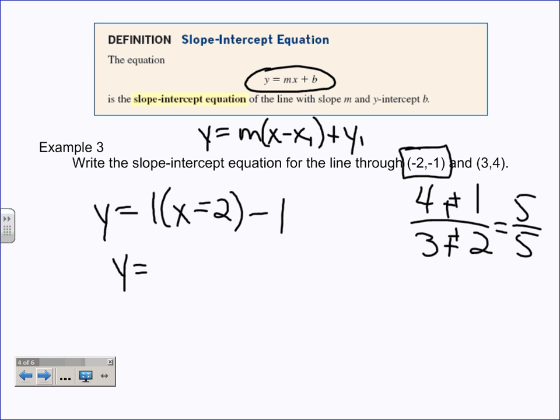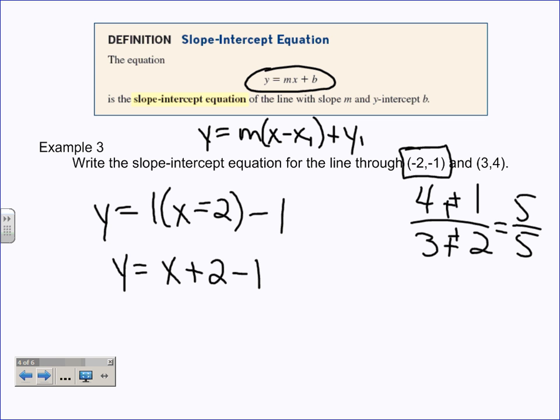Well, what can I do with that 1 now if I really felt like it? Okay, should we do that or should we just leave it? Why? Because they want it to look like that. Y equals mx plus b. Does that have parentheses in it? No, we better keep going. So we distribute, and okay, so it's x plus 2 minus 1. So is that slope-intercept form?